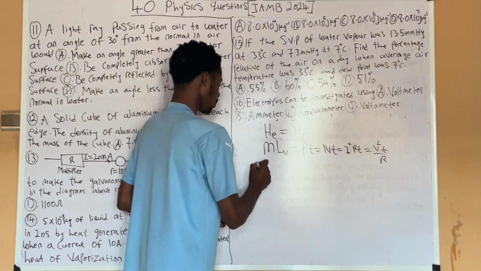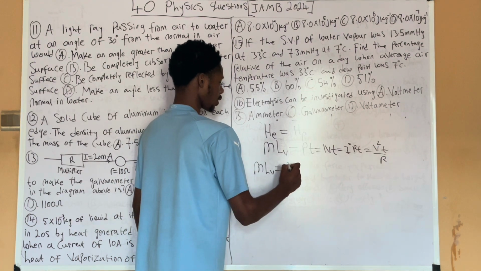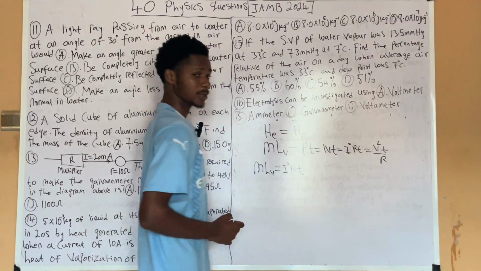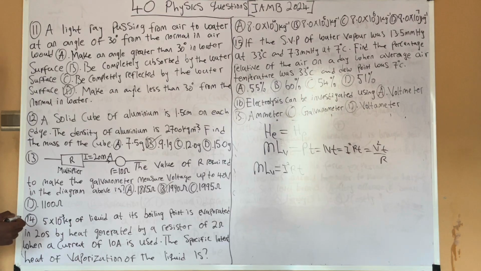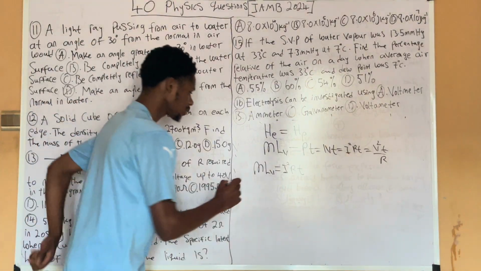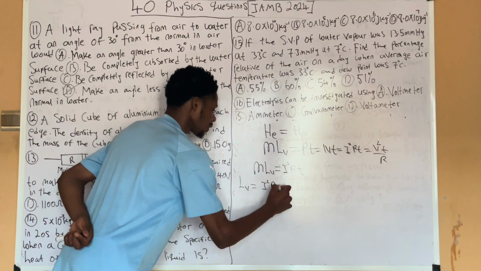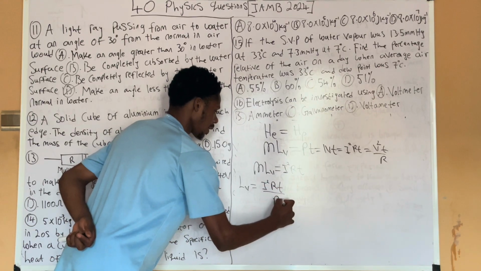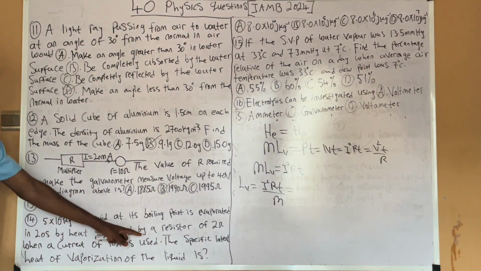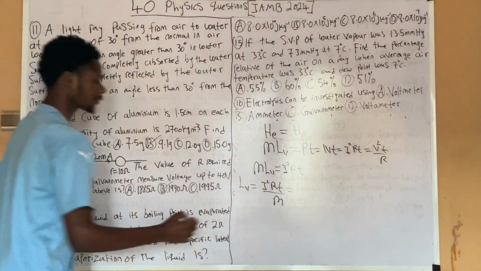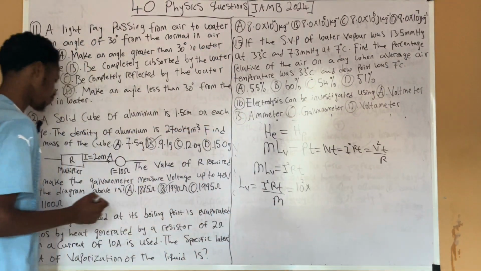Hence, we can now say mass times latent heat of vaporization is equal to current squared times resistance times time. Now we're asked to calculate the latent heat of vaporization, which means it is current squared times resistance times time divided by mass. Now what is the current? The current is 10 amperes, so we have 10 squared times... what is the resistance given in the question?